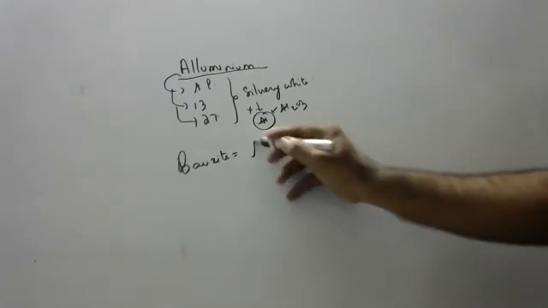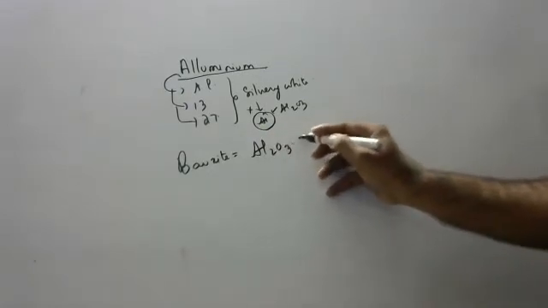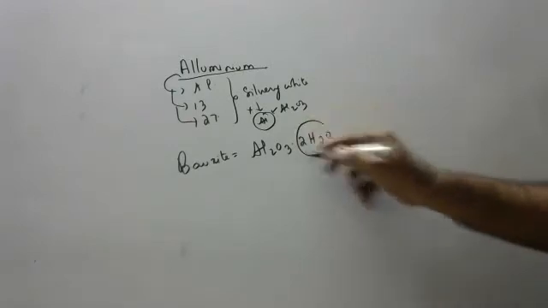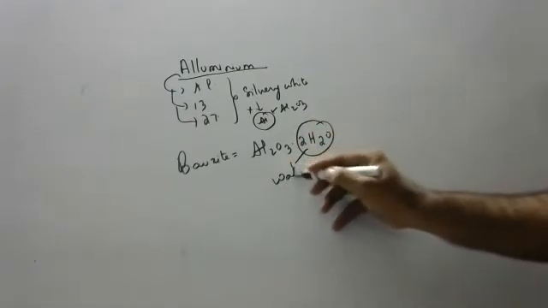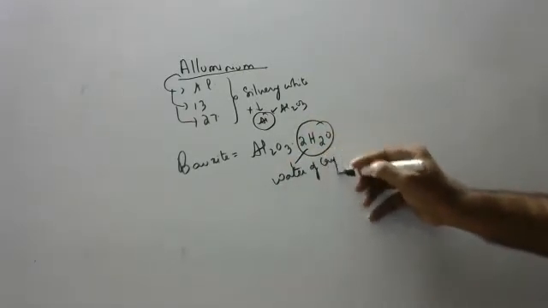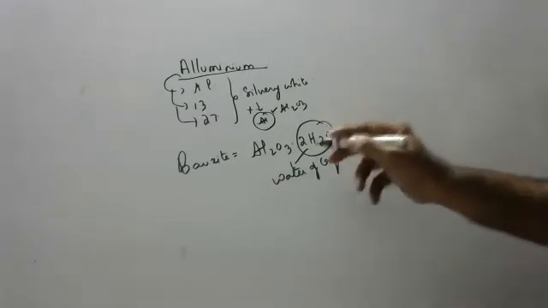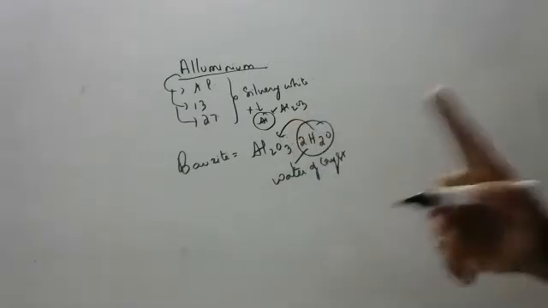The formula of bauxite is Al2O3.2H2O, where 2H2O is called water of crystallization. The presence of two water molecules does not make it wet. Remember, it will not make it wet.